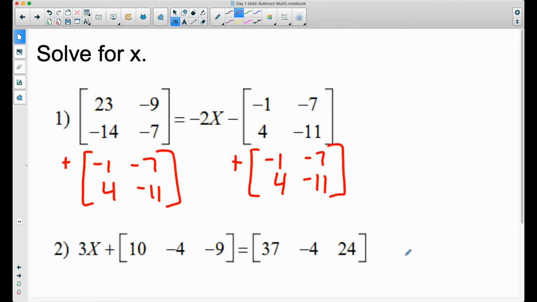What if you can't divide by it? We'll get to that. We'll get creative. All right, so that matrix disappears and we're going to add that one together.